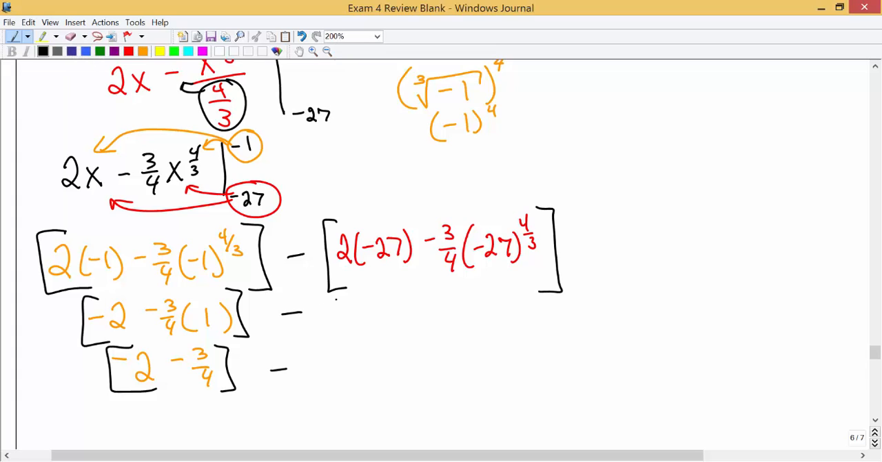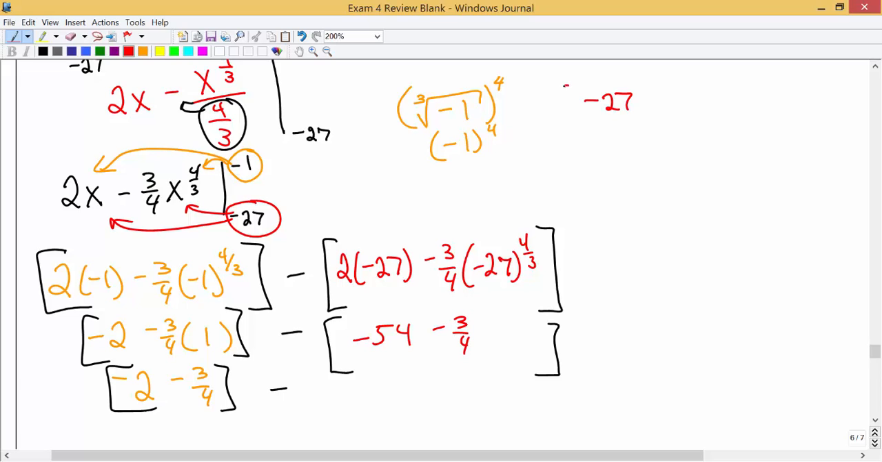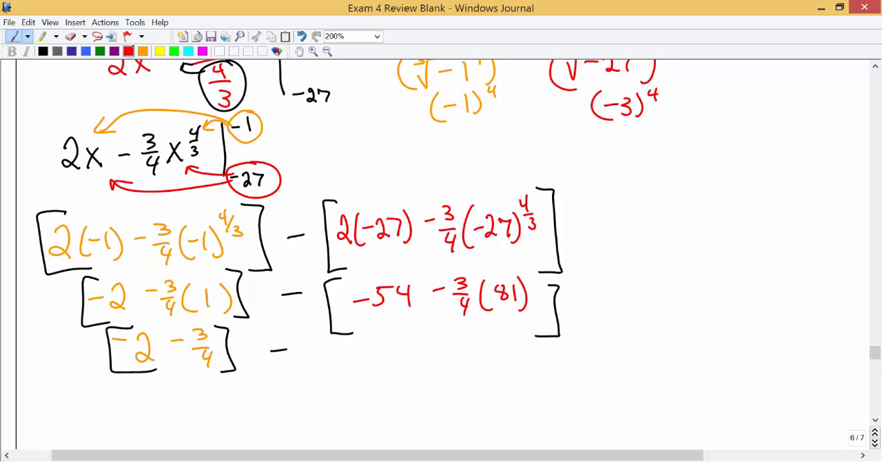All right, so for the next group, we're going to do something very similar. 2 times -27 will be -54 minus 3/4 times. And now once again, we're going to take -27 and we're going to take the cube root of that, since our denominator of our exponent is 3. And then after that, we're going to raise it to the power of 4. The cube root of -27 is -3. We raise that to that even exponent of 4. We get a positive 81. All right, so we get -54 minus, we think about 81 as 81 over 1. I'm going to multiply across. So that would be 243 divided by 4.